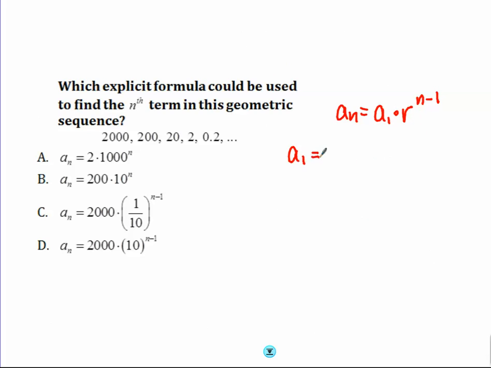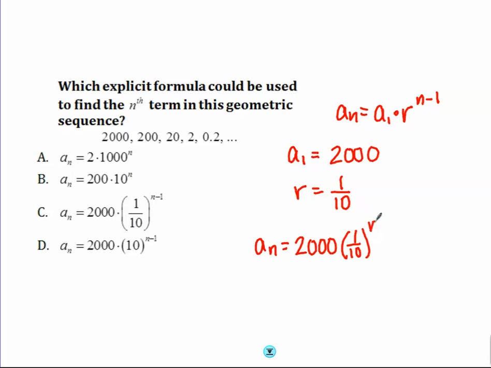a_1 is the first term, which is 2,000, and r is what you multiply by. Okay? Now you might look at this and say, oh, well, I'm dividing by 10. But r is the number you multiply by. So you're not dividing by 10, you are multiplying by 1 over 10. And then you just plug those numbers into the formula. So you get a_n equals 2,000 times 1 over 10 to the n minus 1, which is choice C.